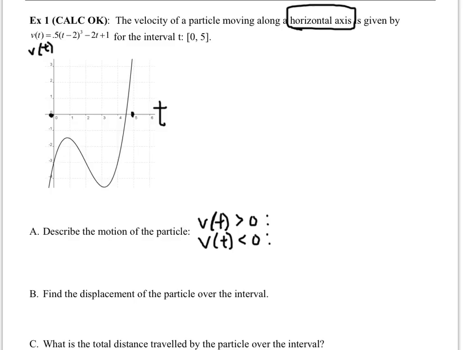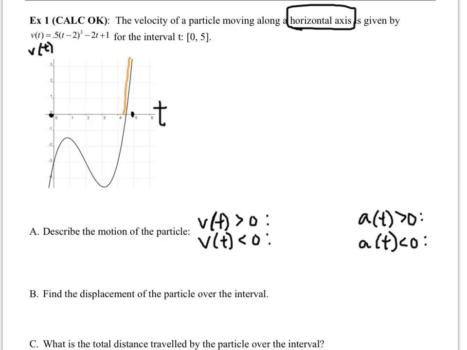I want you to talk about where the particle is going to be speeding up and slowing down, so you'll need to know about a of t as well. And you'll need to know where a of t is less than 0. All those things paired together are going to help us identify the motion of the particle. So to do that, because we have a calculator with this, v of t greater than 0 is talking about this region right in here.